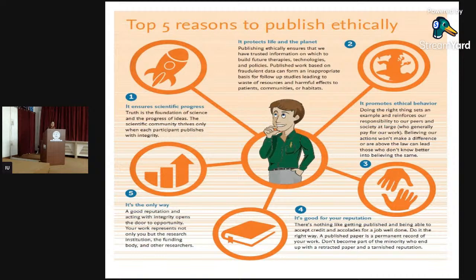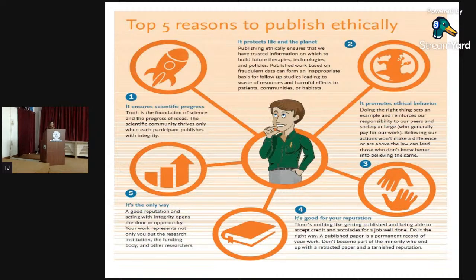So the first reason is it ensures scientific progress. There's no alternative to truth. Truth is the foundation of science and the progress of ideas, right? Isn't truth the foundation of science and progression of ideas? Because ideas will be built upon your work. I told you earlier, your work will also be a stepping stone towards building of another project. So if your project is not truthful, we will be building upon false ideas.